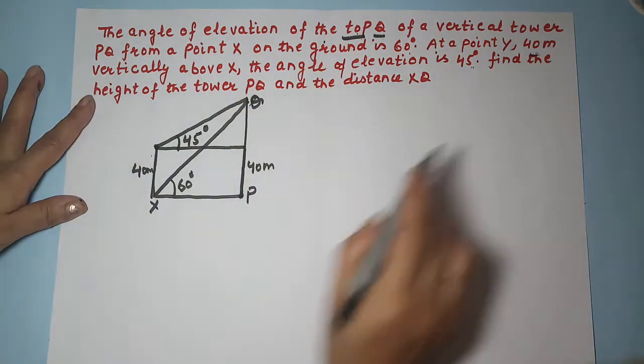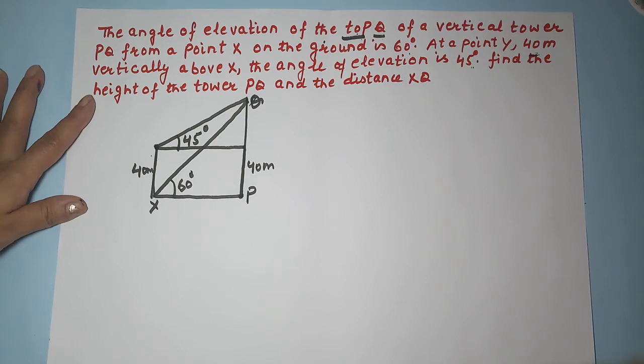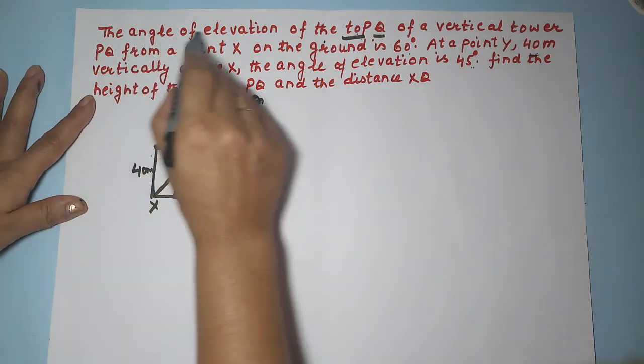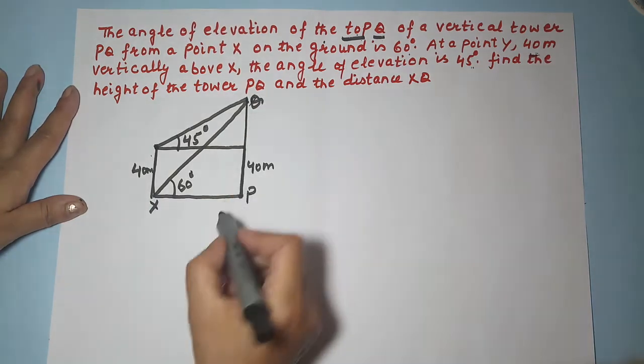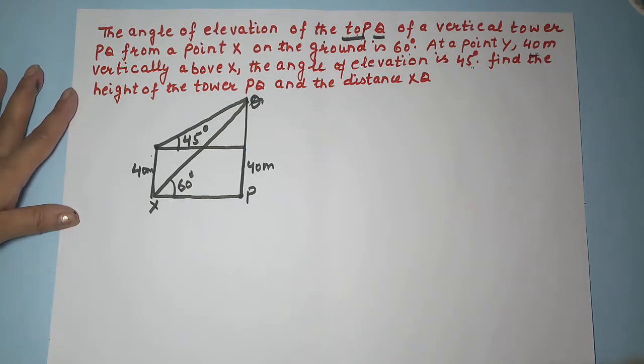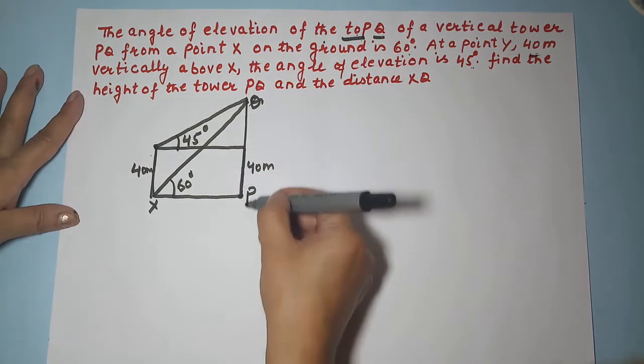Don't read the entire question, you will get confused. Whatever is given in the question, you just start drawing that. Start making that, then it will be easy. Now I have to find the distance PQ.